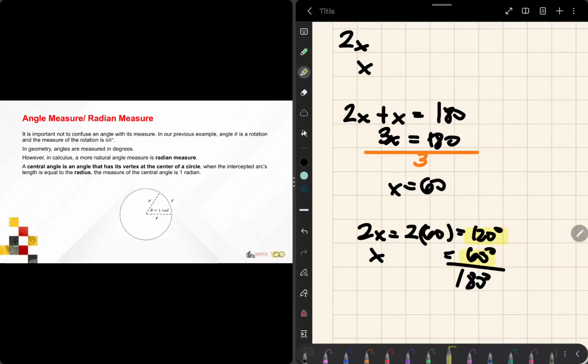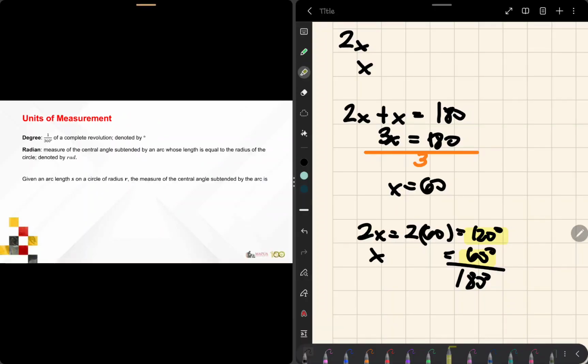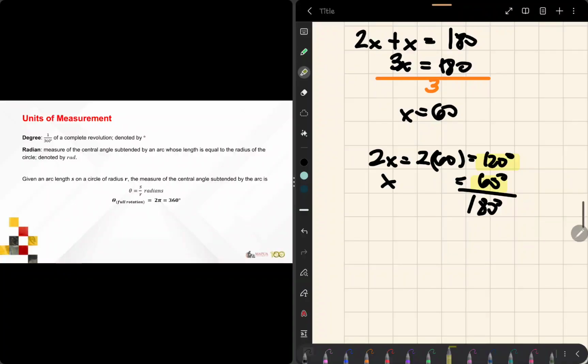A central angle is an angle with its vertex at the center of a circle. When the intercepted arc's length is equal to the radius, the measure of the central angle is 1 radian. A degree is 1 over 360 of a complete revolution, denoted by degrees. A radian is measured by the central angle subtended by an arc whose length is equal to the radius of the circle, denoted by rad. Our formula for radians, if we have S and R, is simply S over R, wherein S is our arc length and R is our radius.